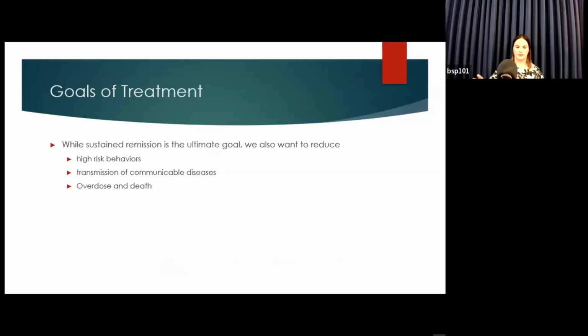So for all of our substance use disorders, when we're trying to reduce harm for patients, we're trying to reduce their high-risk behaviors, so reduce the high-risk environments that they're putting themselves in, and then lowering transmission of communicable diseases. It's never good when somebody gets HIV or hepatitis from needle sharing, or even from snorting. You can get bloodborne things depending on what supplies you're using. And then, of course, reducing the risk of overdose and death.